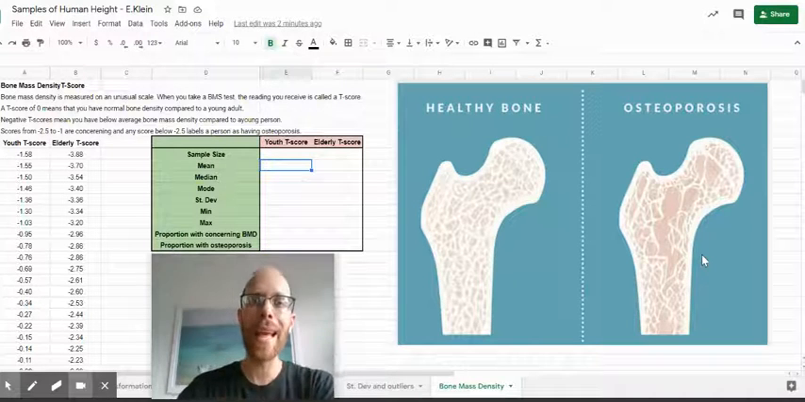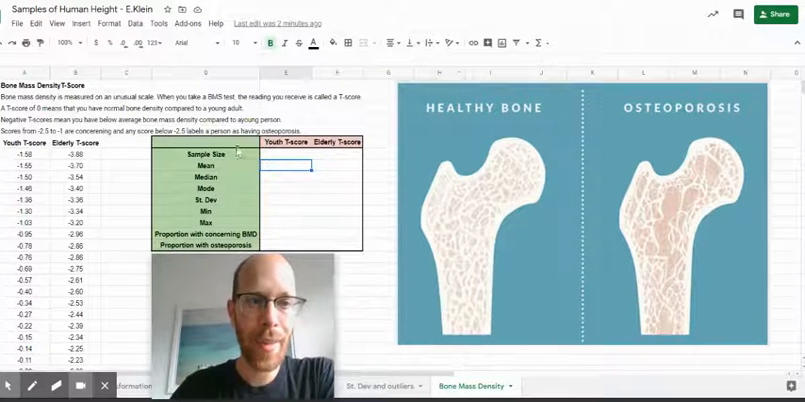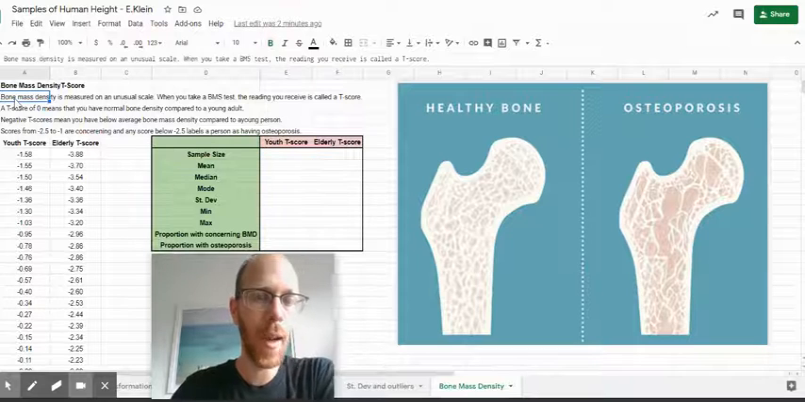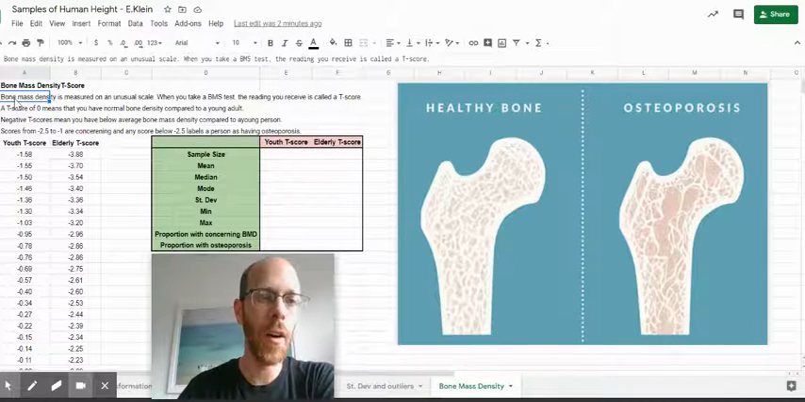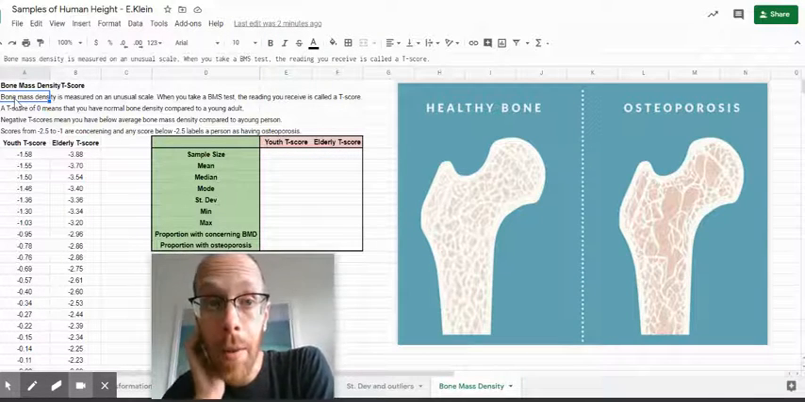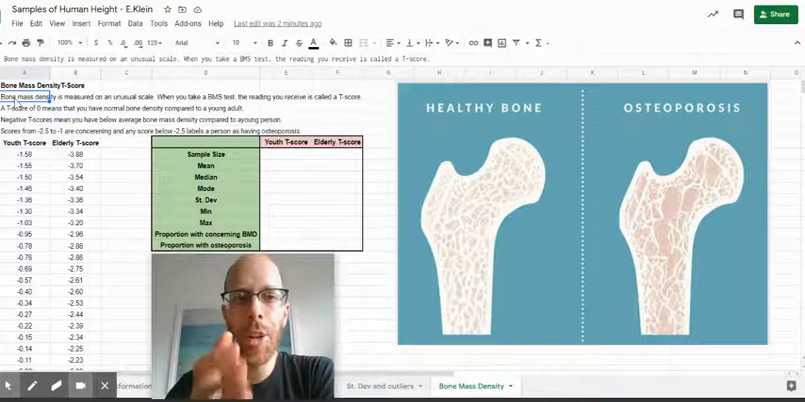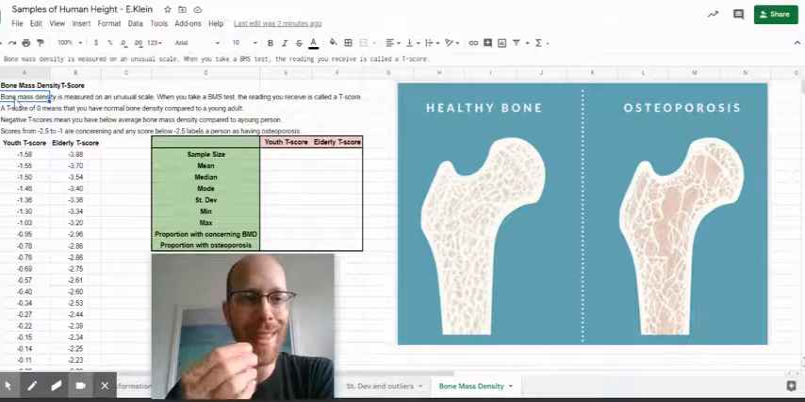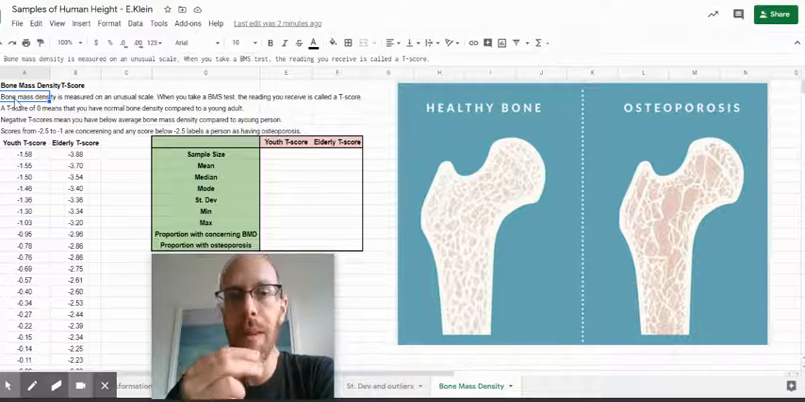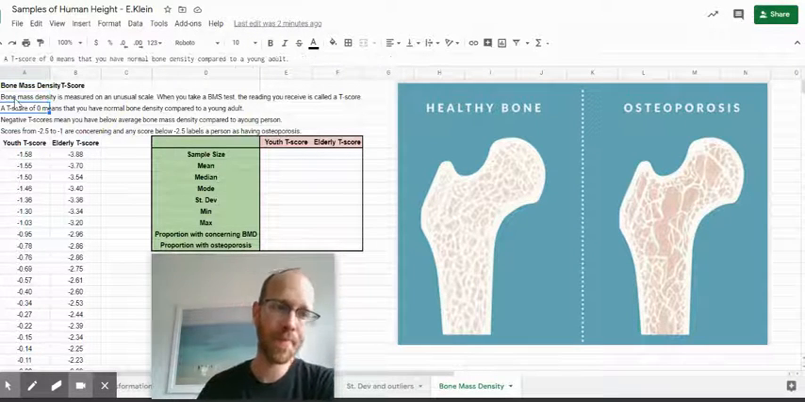So we're going to be looking at bone density today, and there's a little bit of information I need to fill you in on. The first is here. I've got my samples of human height document open. Bone density is measured on an unusual scale. What you get is a reading called a T-score. And here's what a T-score means. This is important. Make sure you get this.